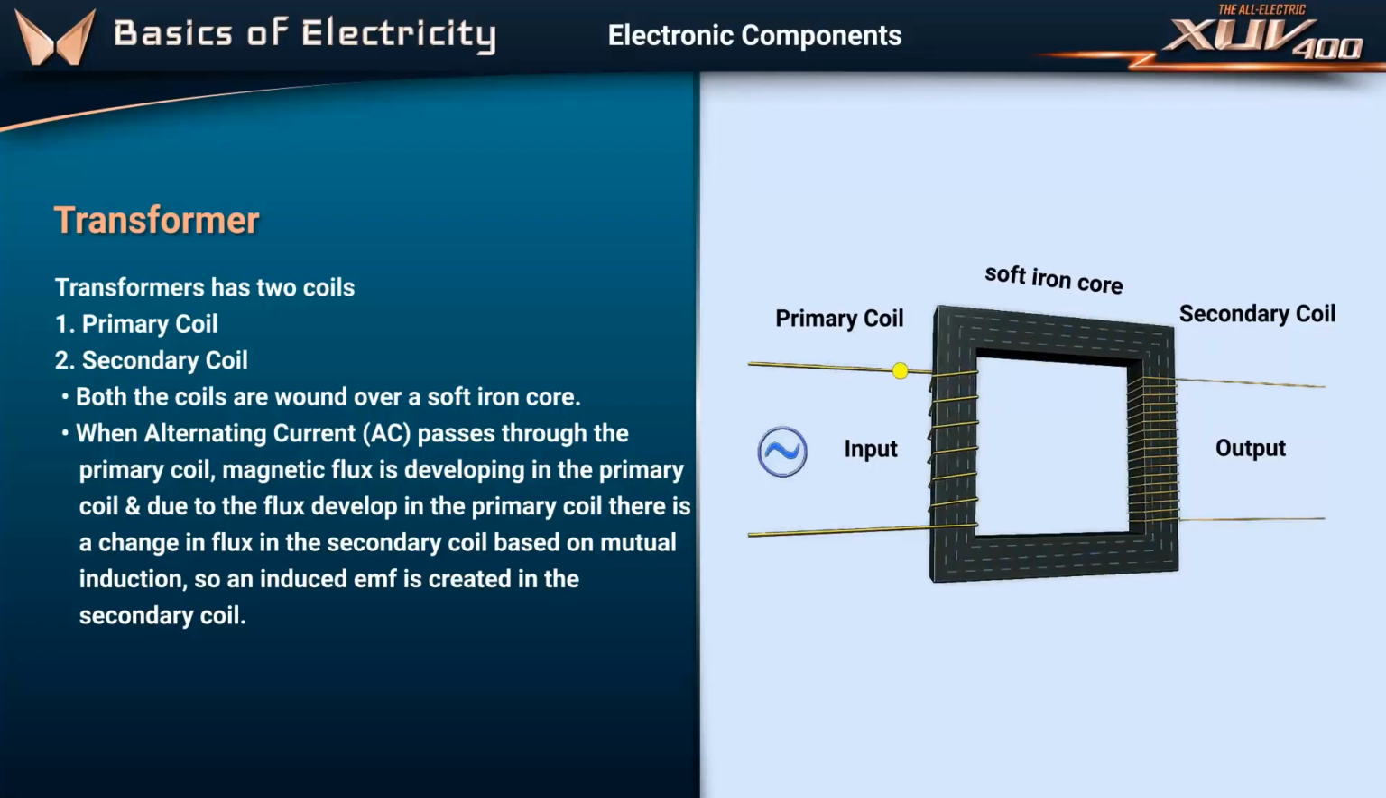When alternating current passes through the primary coil, magnetic flux is developed in the primary coil, and due to the flux developed in the primary coil, there is a change in flux in the secondary coil based on mutual induction, so an induced EMF is created in the secondary coil.